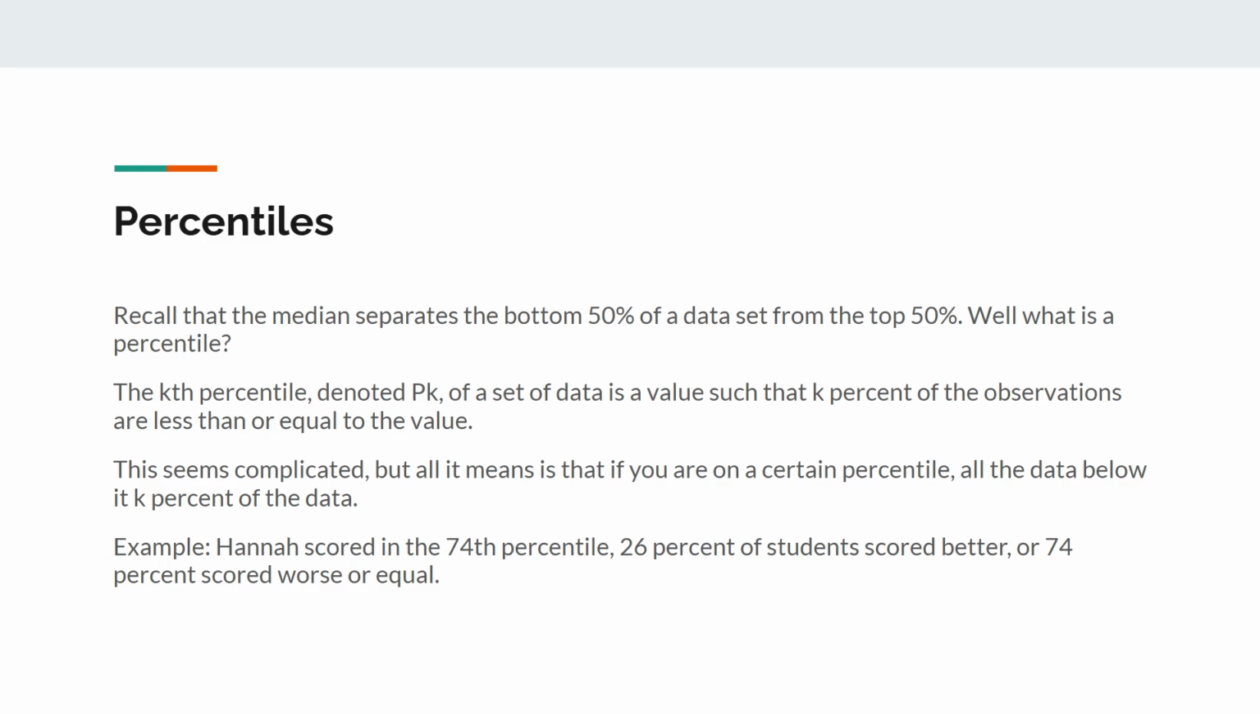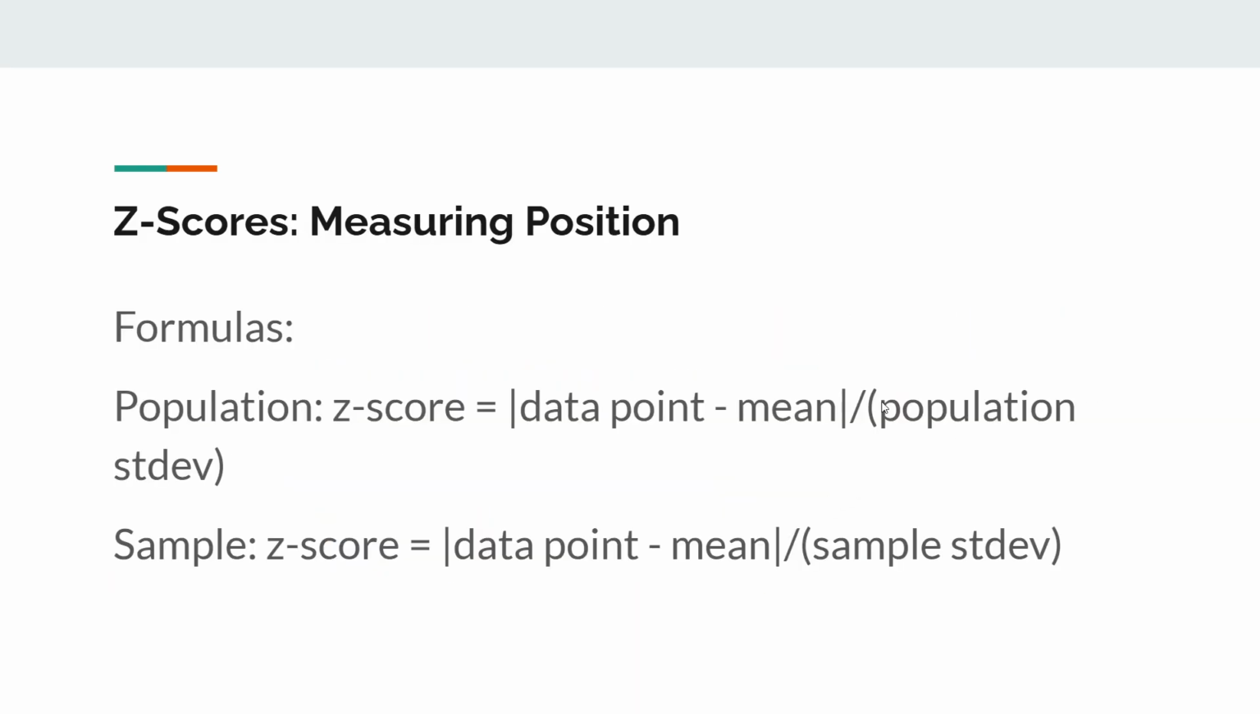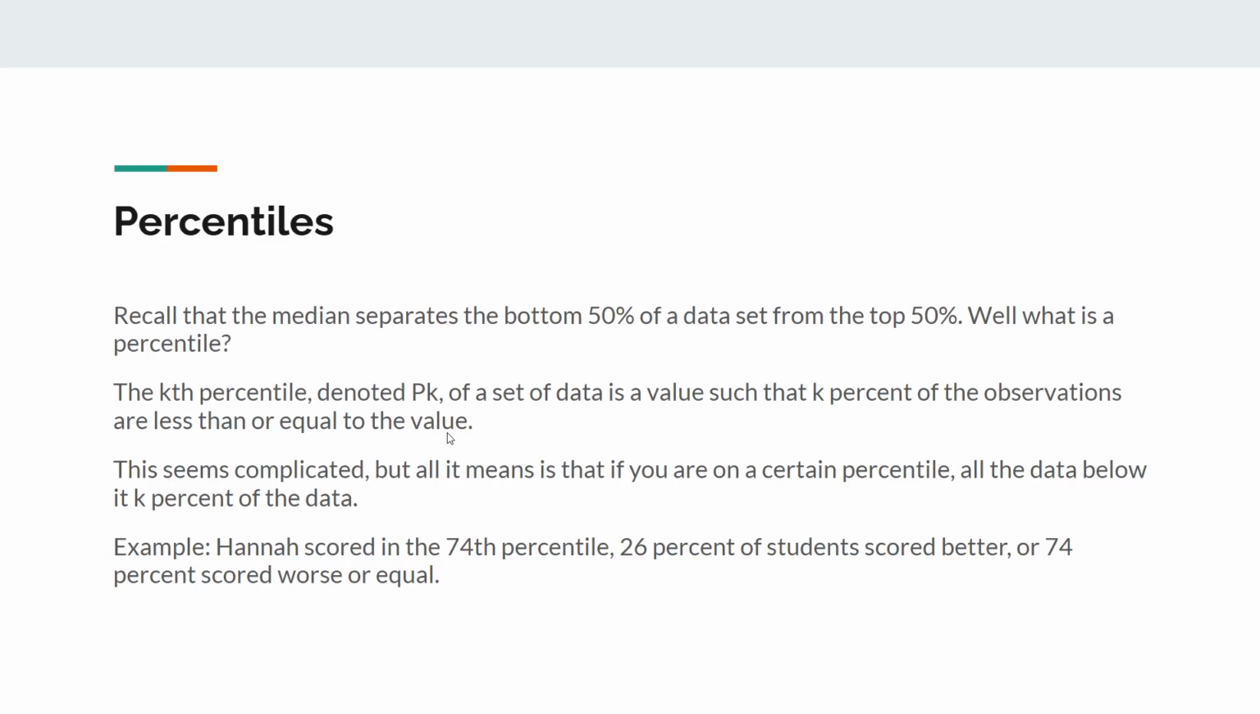It's also important to note that these are not absolute value brackets. I only put them to show that you can't be negative standard deviations away. But it's important to note that the z-score can actually be negative, which simply means you're below the mean in terms of dispersion. So recall that the median separates the bottom 50% of a data set from the top 50%.